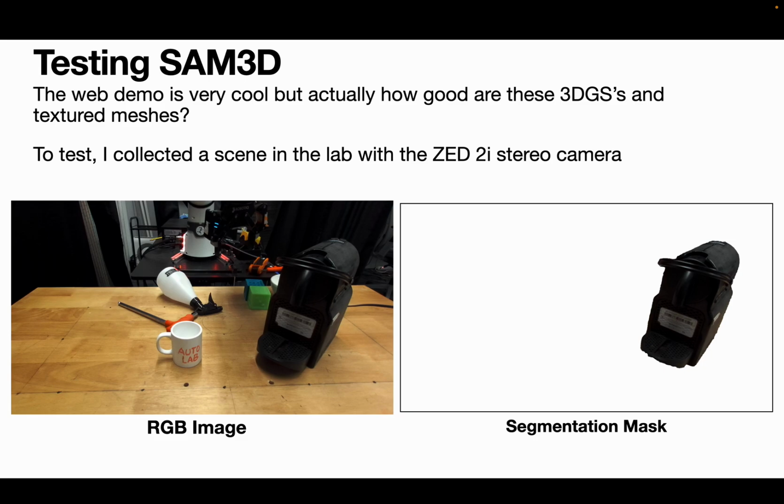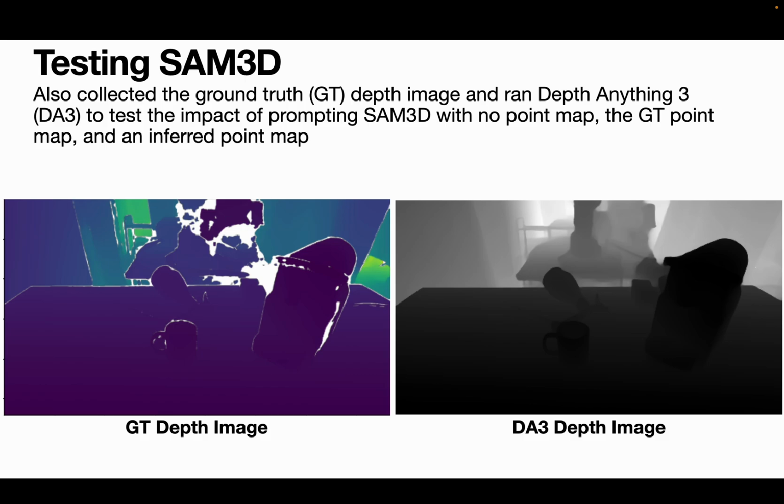the lab. So I collected a scene with the ZED stereo camera. So this is the image of it on the left. And I took a segmentation mask of just the coffee maker on the right. I then also collected the ground truth depth image from the stereo camera as shown on the left. And I ran Depth Anything 3 on the RGB image of this scene to get the inferred metric depth map of that.